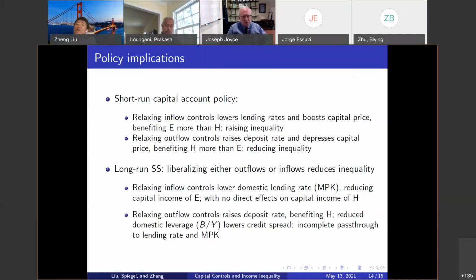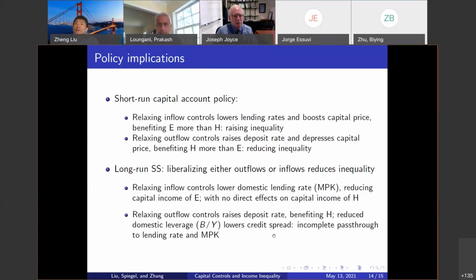We find that in the long run, steady state, the capital price is not relevant. In the long run, Tobin's Q is just one, and then the MPK, marginal product of capital, is just equal to the lending rate. An increase in inflow will lower the lending rate, therefore MPK, lowering the return to entrepreneurs with no direct effect on capital income for households. So that would reduce inequality, unlike the short run case when the capital price increases. And relaxing outflow controls similarly would reduce inequality as well.